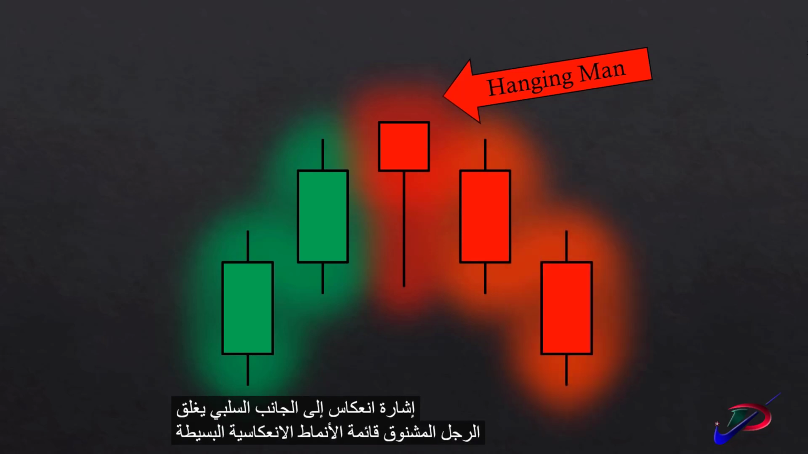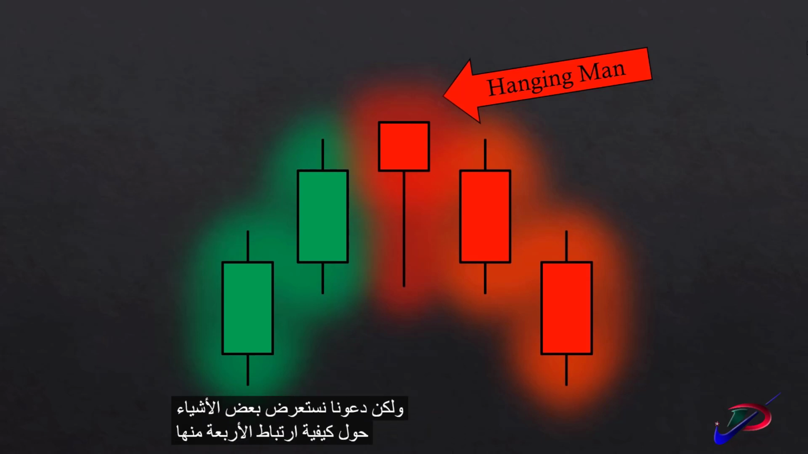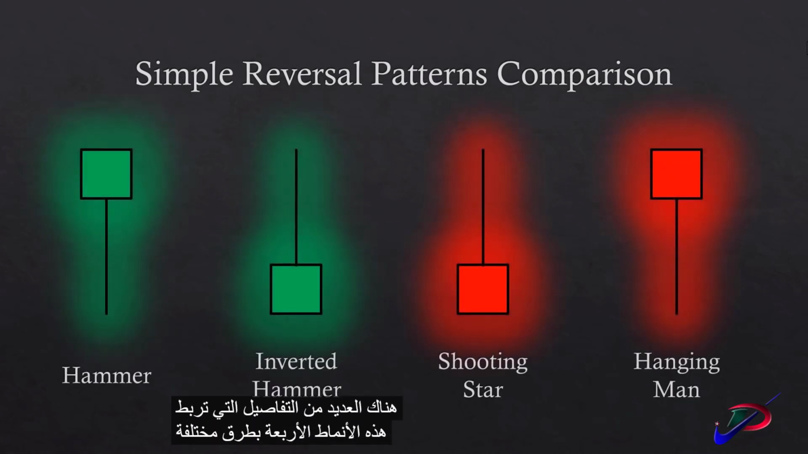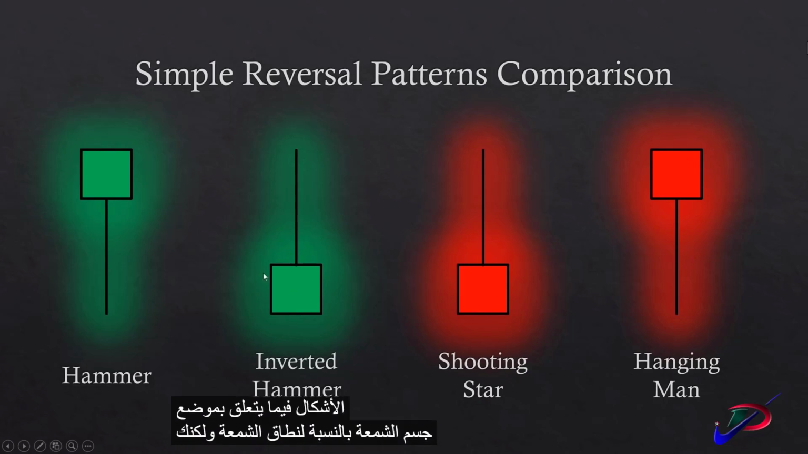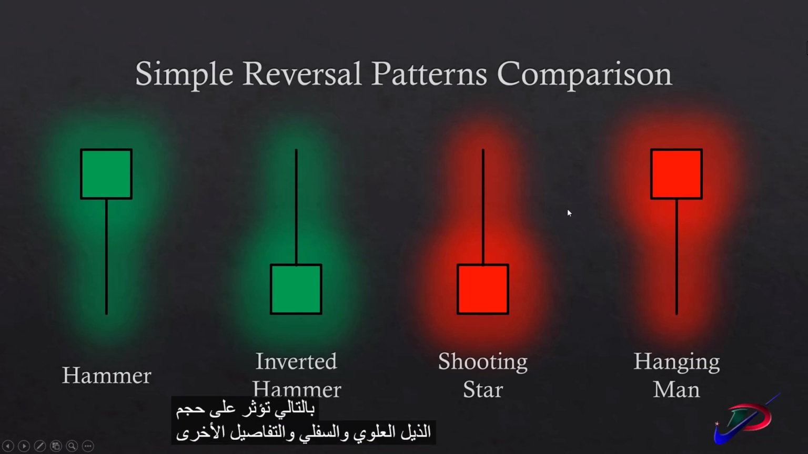The hanging man closes the list of simple reversal patterns. So let's review a few things about how the four of them correlate with each other. There are many details that connect these four patterns in different ways. The first thing we can notice right from the start is that their shapes are very similar. What varies regarding their shapes is the position of the candle body in relation to the candle range, which consequently affects the size of the upper and lower tails.